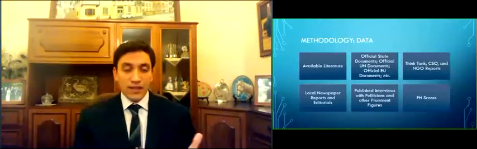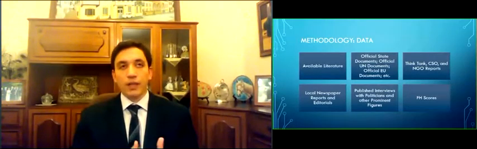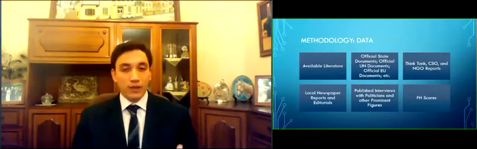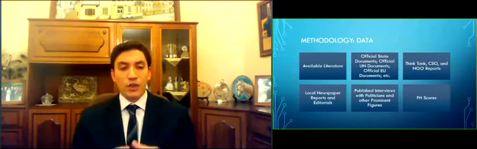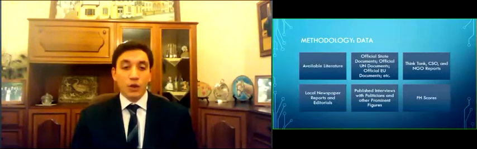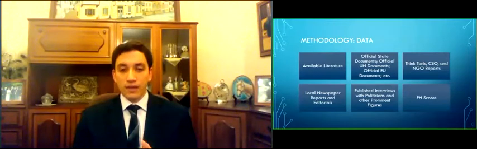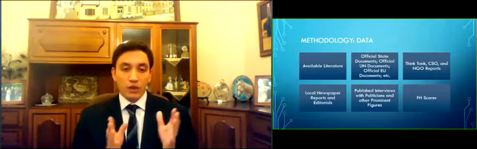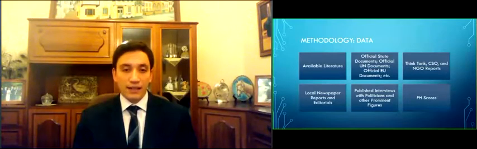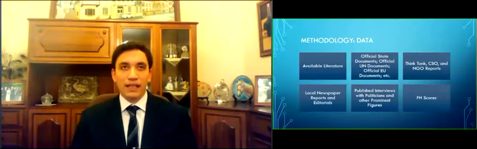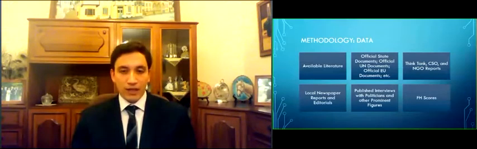Data I have looked at, aside from the available literature, was official state documents, official documents from international organizations that are active in unrecognized states, reports from think tanks, CSOs, and NGOs active in unrecognized states, local newspaper reports or editorials, once again from unrecognized states mostly, and then published interviews with politicians and other prominent figures that were dealing with unrecognized states. And lastly, Freedom House scores, because this is the only democracy scoring index in the field that is actually considering unrecognized states in its matrix.